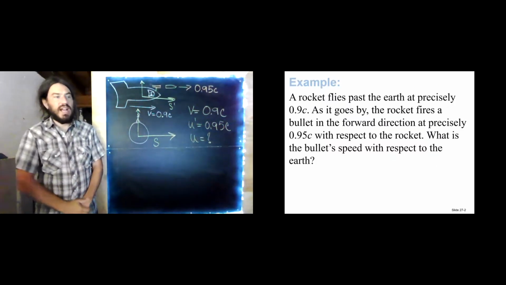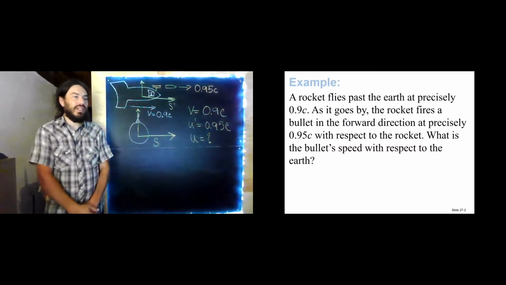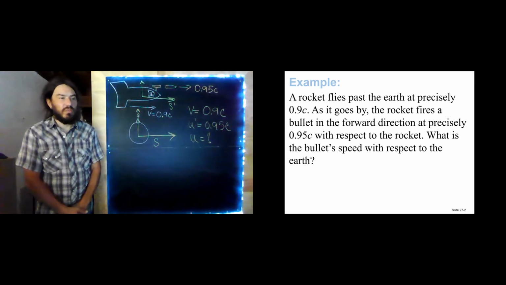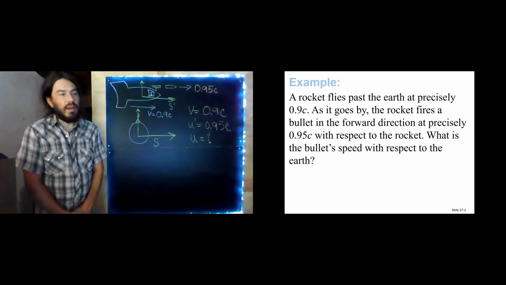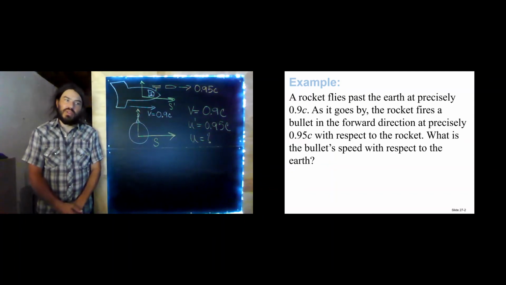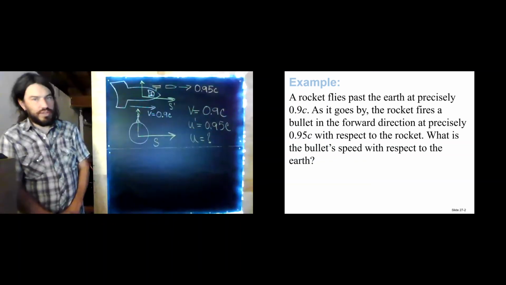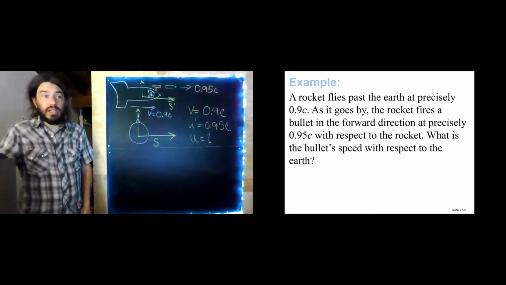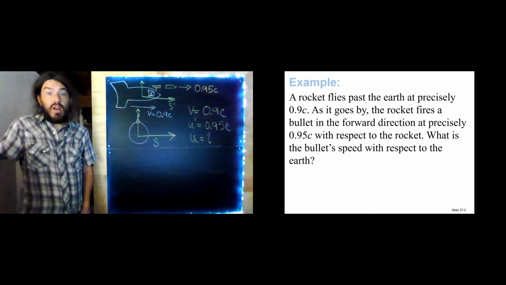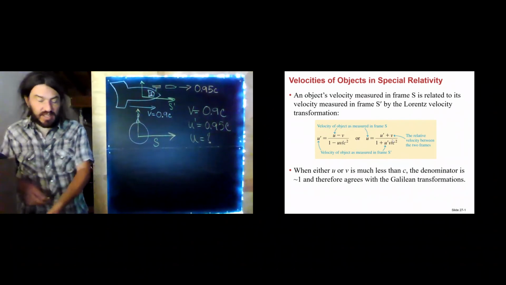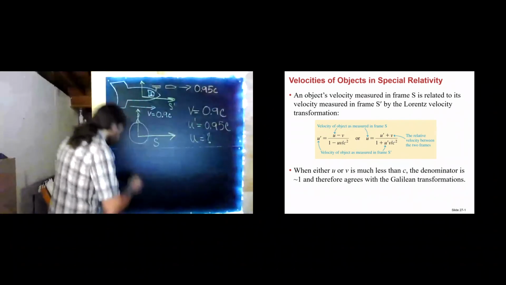And so this is, let's do this as an example. Here it is in black and white. A rocket flies past the Earth at precisely 0.9 c. As it goes by, the rocket fires a bullet in the forward direction at precisely 0.95 c with respect to the rocket. What is the bullet's speed with respect to the Earth? And so what we want to do then is we want to use the velocity transformation to find U if we know U prime. So this is the equation we're going to use.